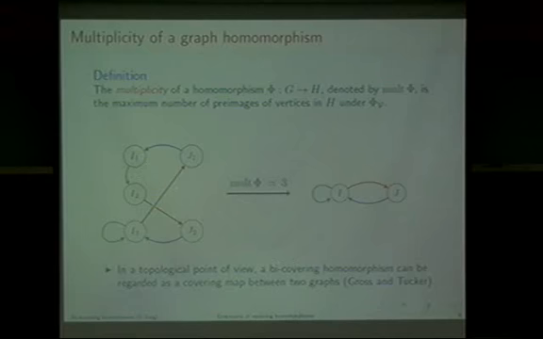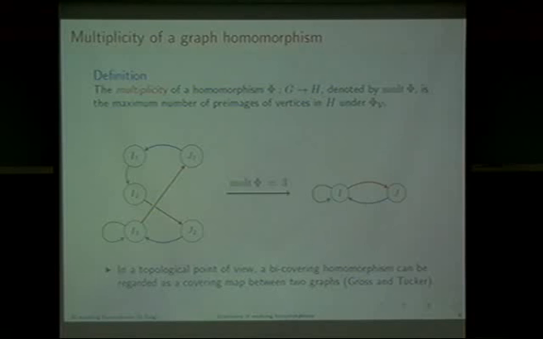The vertex mapping is given by the subscript wrapping code, and this H mapping is defined by this label coloring. Then, since vertex I has 3 pre-images and vertex J has 2 pre-images, we can say that the multiplicity of the homomorphism is 3. This multiplicity is somewhat useful to classify and characterize some properties of bi-covering and bi-resolving homomorphisms. Since, from a topological point of view, a bi-covering homomorphism can be regarded as a covering map between two graphs.